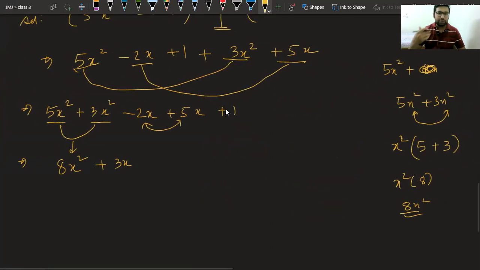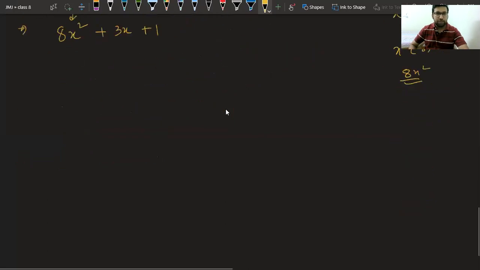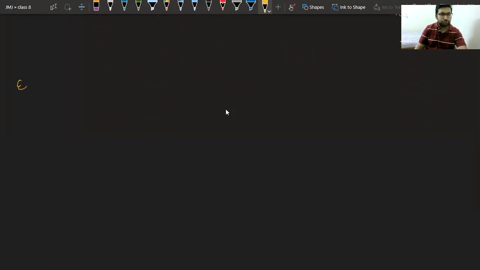Let us take some more examples. So the answer is 8x square plus 3x plus 1. Now solve one more example for me. Example number 2. Now I know most of you will make a mistake. Let me see who is getting this correct.